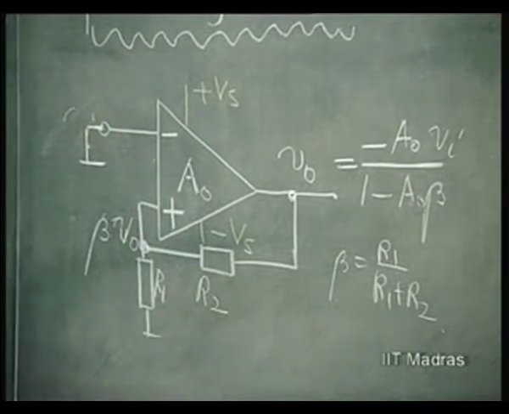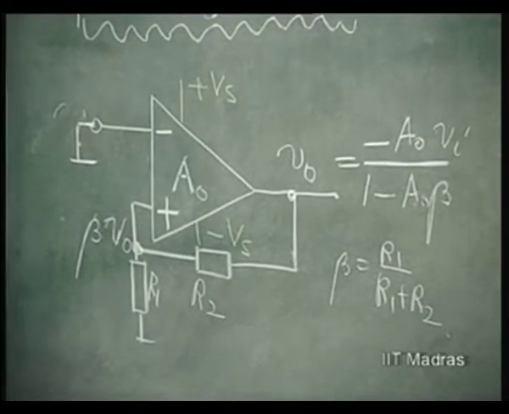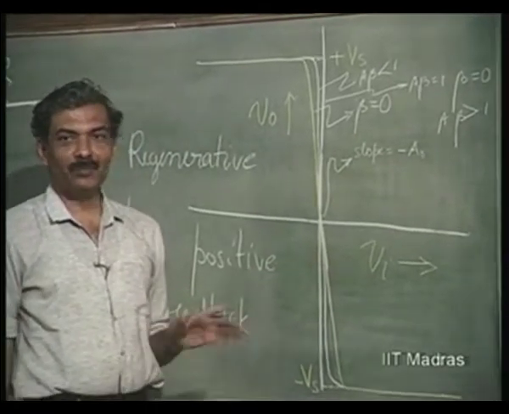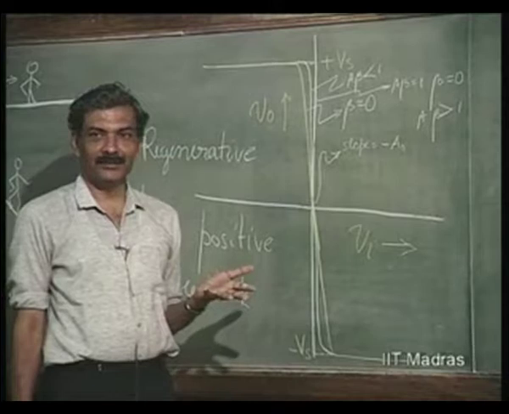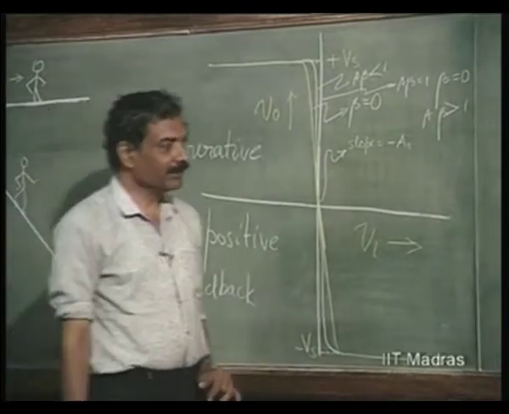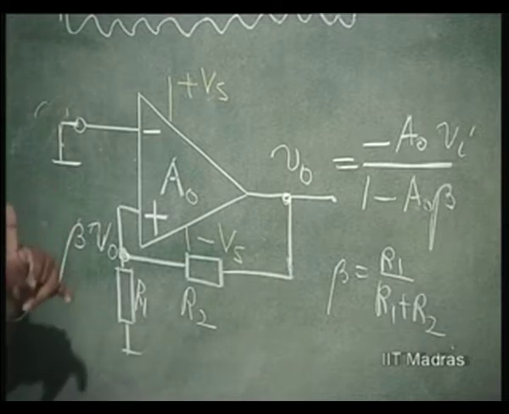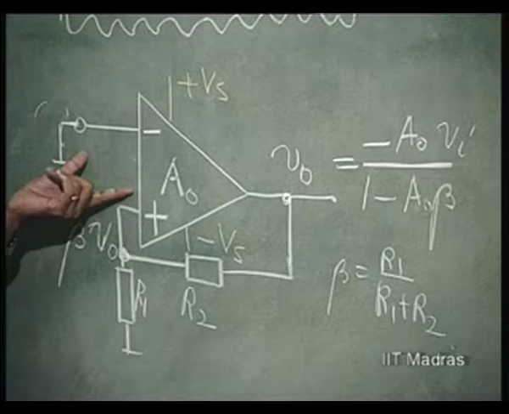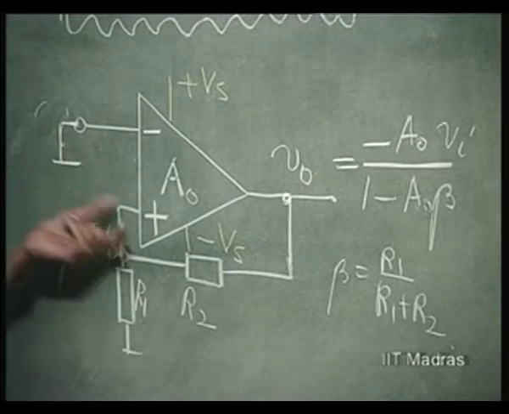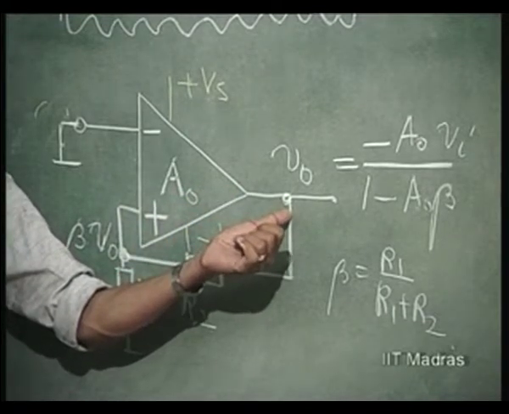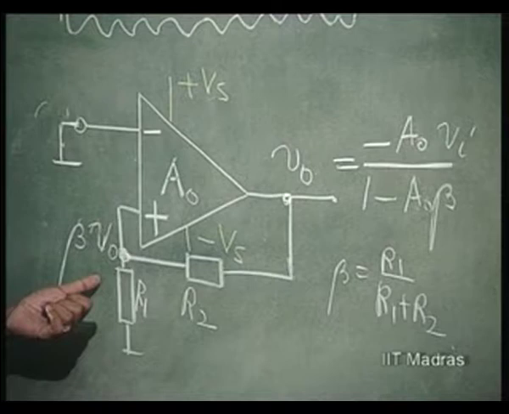When Vi is 0, I just told you that even if A beta is equal to 1, output need not be 0. Output can be anything here. But consider the situation where A beta is greater than 1. If there is a small disturbance here, that is multiplied by A naught times, that is attenuated by beta times.